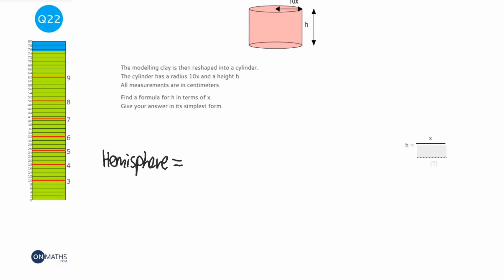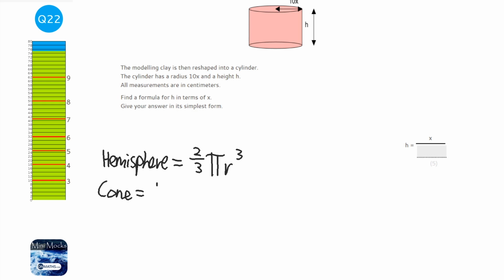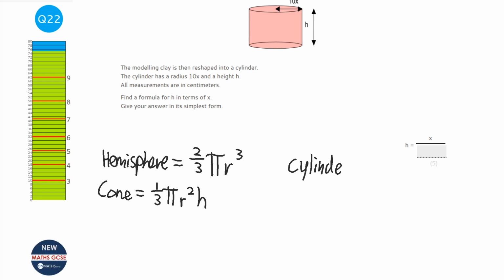And some of these formulas you will be given. So a hemisphere is the volume of a sphere, halved. So instead of 4 over 3, I can just say 2 over 3, which is half of 4 over 3, pi r cubed. The cone that we've got is going to be 1 third pi r squared h. And then the cylinder we have is the area of the circle times the height.